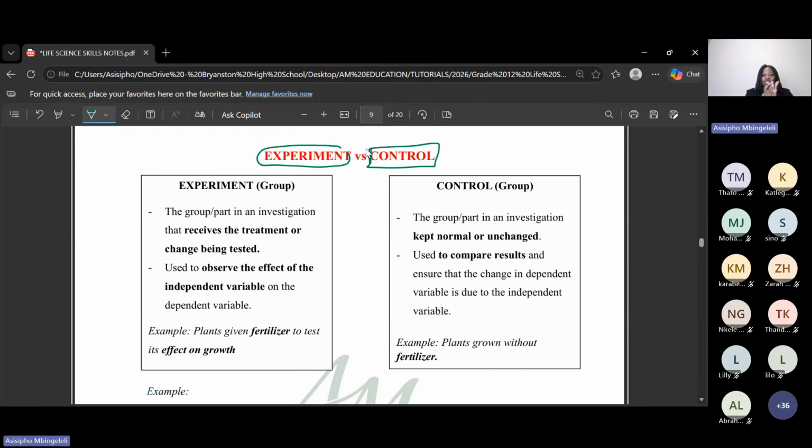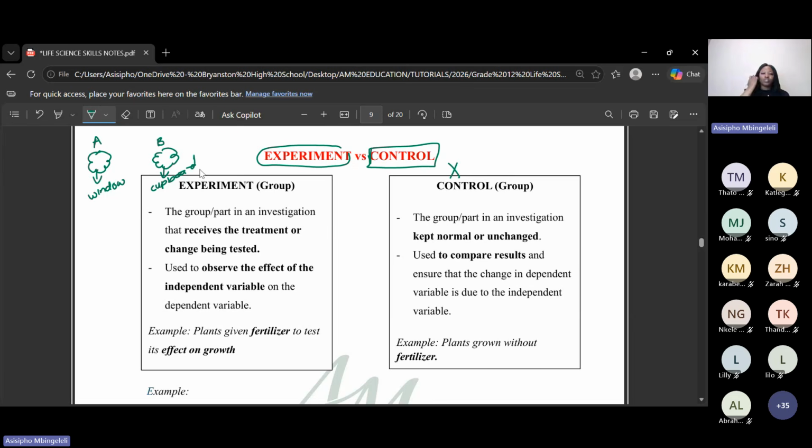This is called experiment group and control group, not controlled variables. The controlled variables were those factors that we kept the same. Control group means something else. Now, in my example, I had two plants, remember? I had plant A, which was next to the window sill. And then I had plant B, which was put in a dark cupboard.